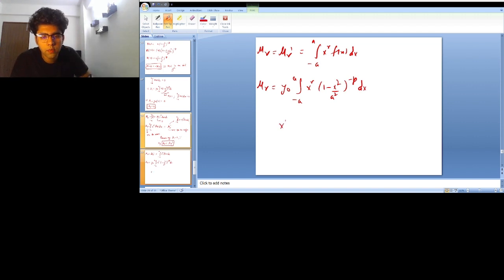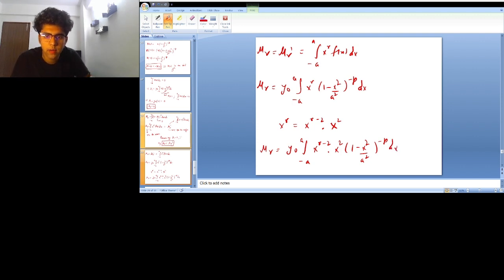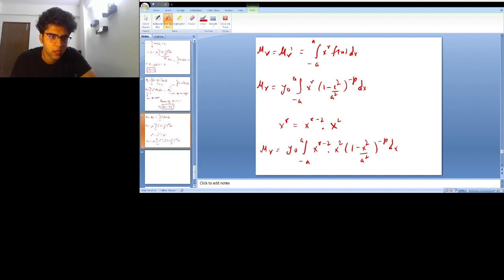Now x to the power r can be written as x to the power r minus 2 into x to the power 2. So my mu r will be y0 integral from minus a to a of x to the power r minus 2 into x square (1 minus x square upon a square) to the power minus p dx. Now I can divide this whole integral by a square and multiply this whole integral by a square.